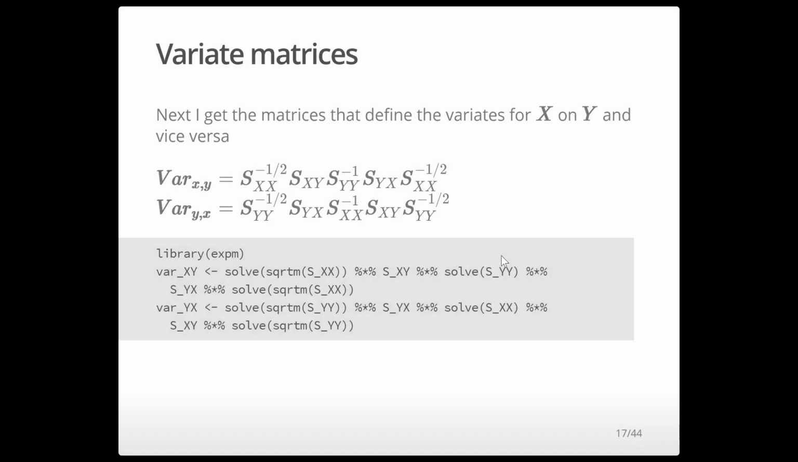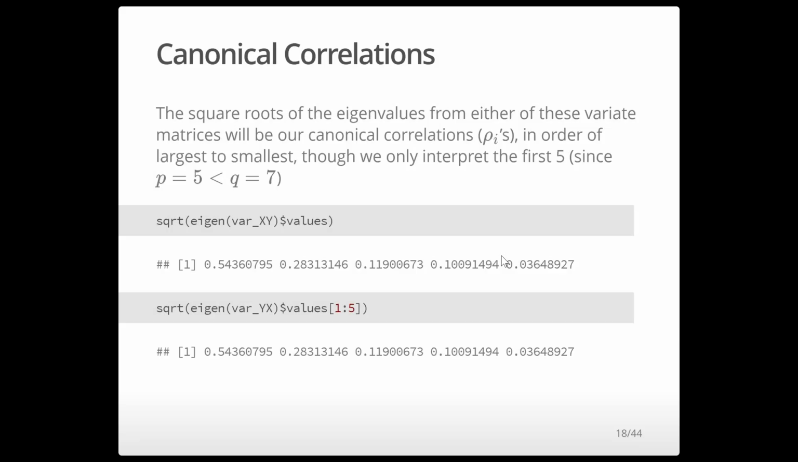Now I'm going to get these variate matrices that define X, the variates for X on Y and vice versa. These are the formulas that we saw before, and I'm just plugging directly into these in our code here. The square roots of the eigenvalues for either of these variate matrices will be our canonical correlations, the rho again, the Greek letter, in order of largest to smallest. We're only going to interpret the first 5 though, since p is 5, which is less than q equals 7.